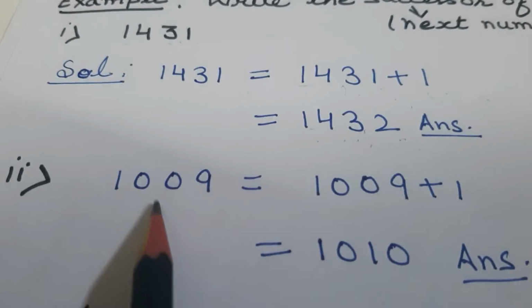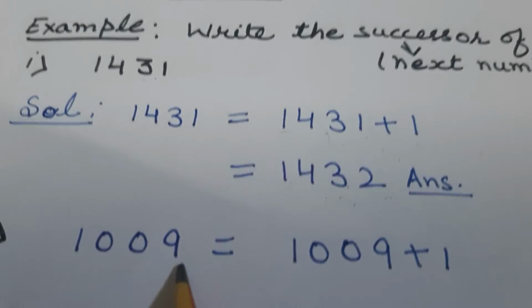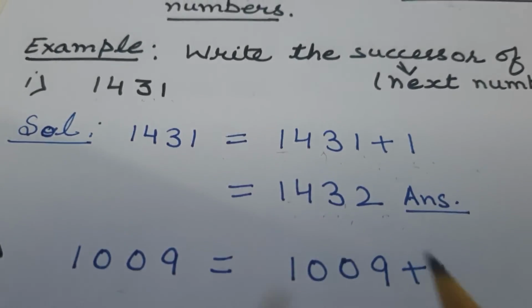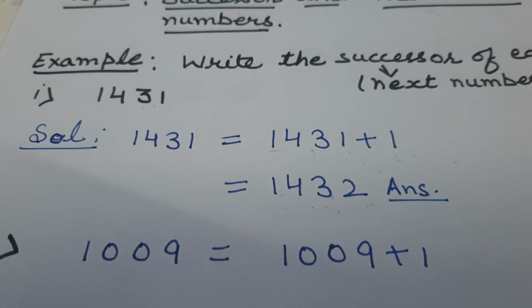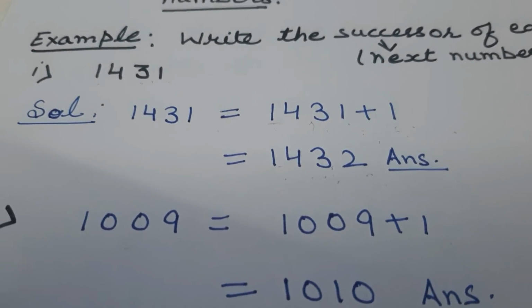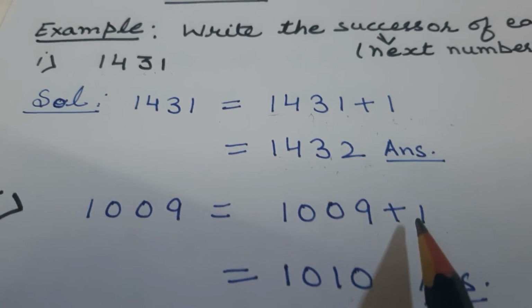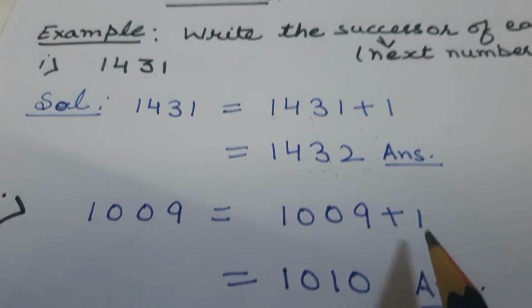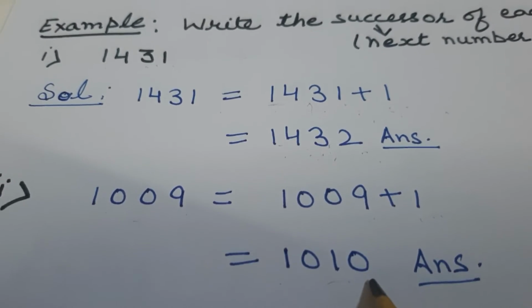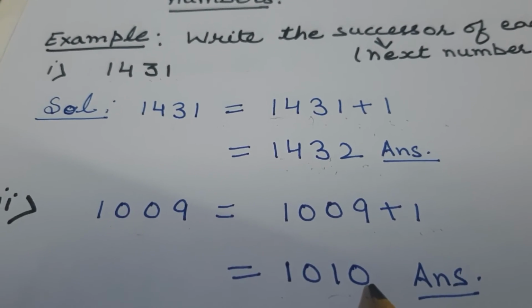So I am taking one more example of the same type. So this is 1009. So what will be its successor? 1010. But if you are facing any problem to find this number, you can add it in rough work. If 1 is added to 9, it will become 10. So these are the examples of successor.